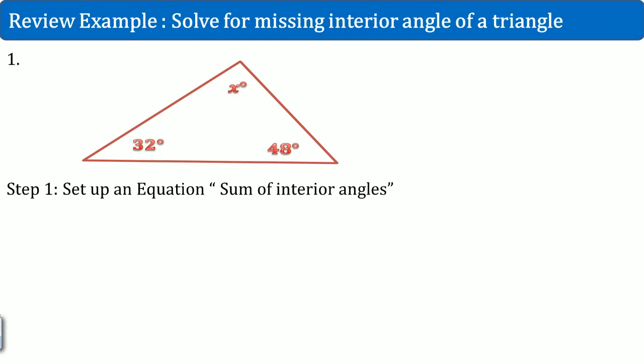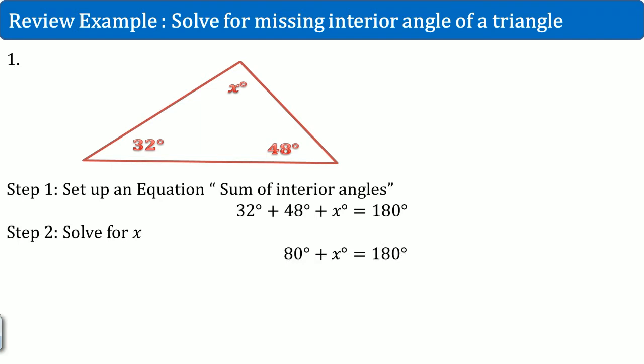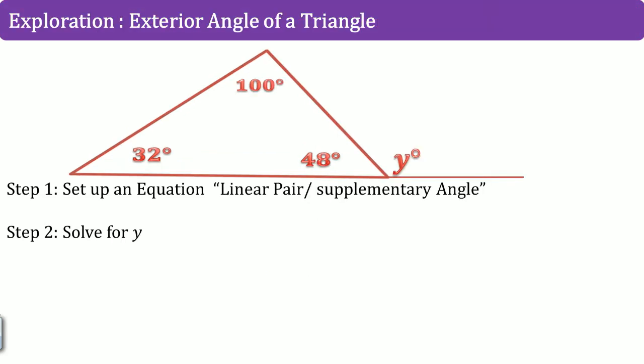So we're going to review how to solve for the missing interior angle of a triangle. We know that we can set up the sum of the interior angles equation, where we add all the values on the inside of the triangle and set them equal to 180. So 32 plus x plus 48 equals 180. Then we can solve for x. Simplify: 32 plus 48 is 80. Subtract 80 from both sides, you get x equals 100. That means the angle measurement here is 100.